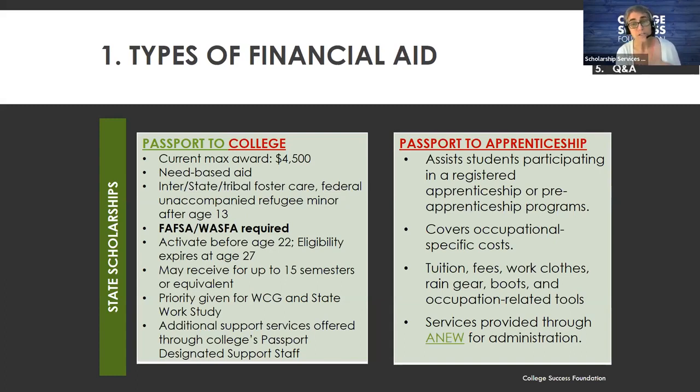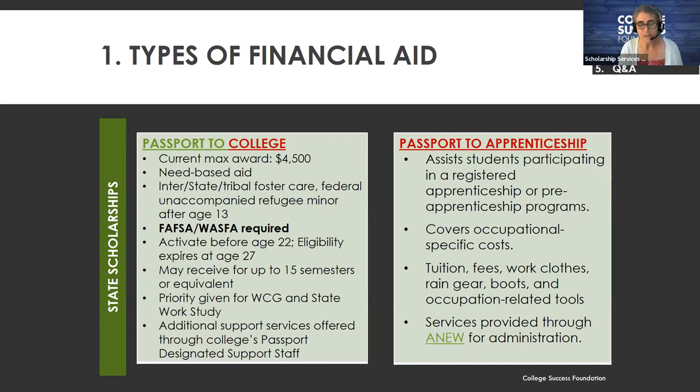The passport to apprenticeship, as the name implies, is additional support that students can receive to enroll in apprenticeships. This program is actually managed by a local organization that is called ANU. That is a link that you can use to inform yourself and educate yourself a little bit more on the program. And it covers occupational specific costs, tuition fees, work clothes, a whole bunch of other supplies that are necessary to complete the apprenticeship program. Okay, next we have work study.